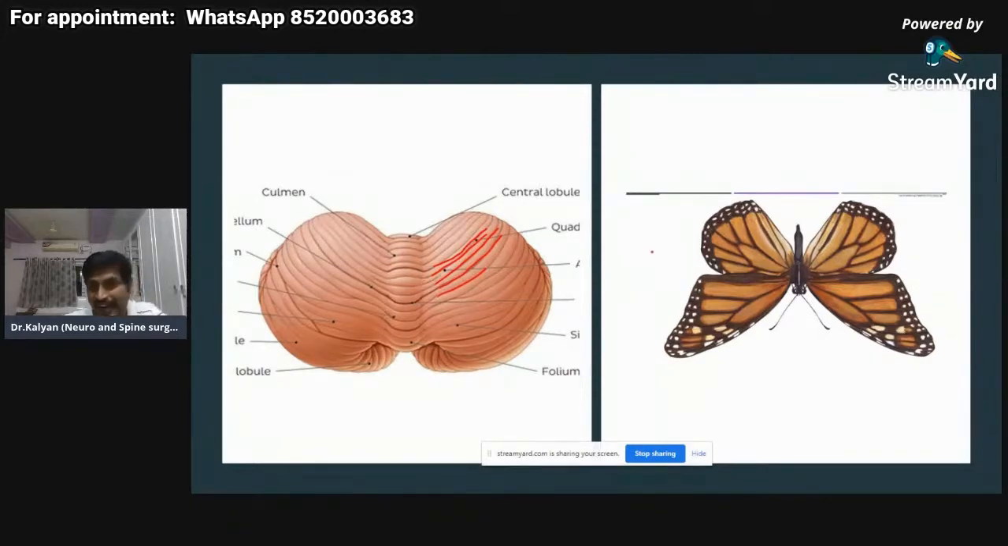Next, identify the body of the butterfly. This body is known as the vermis. This elevation which you are able to see is known as the vermis of the cerebellum.